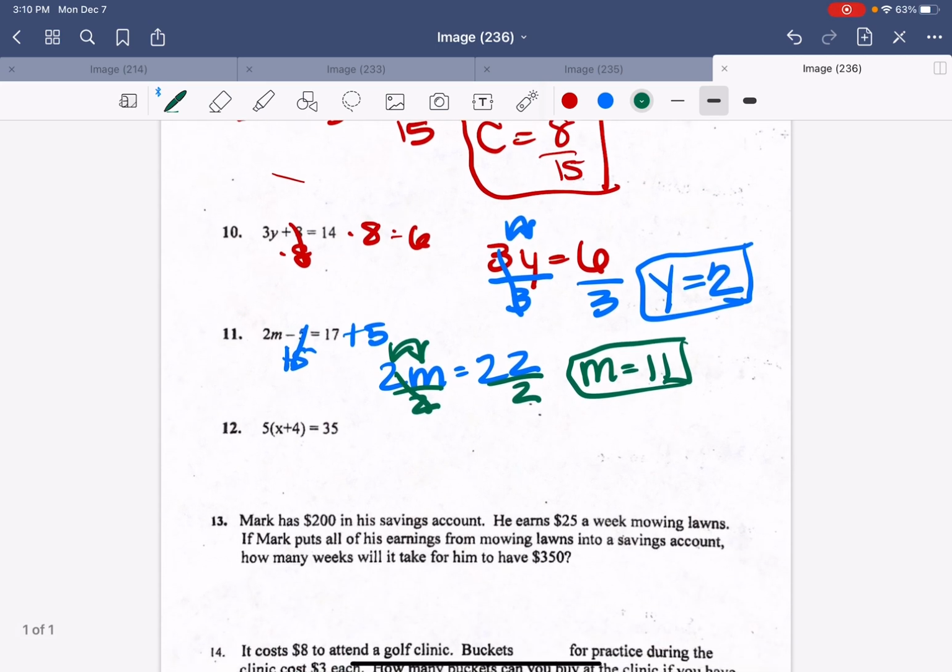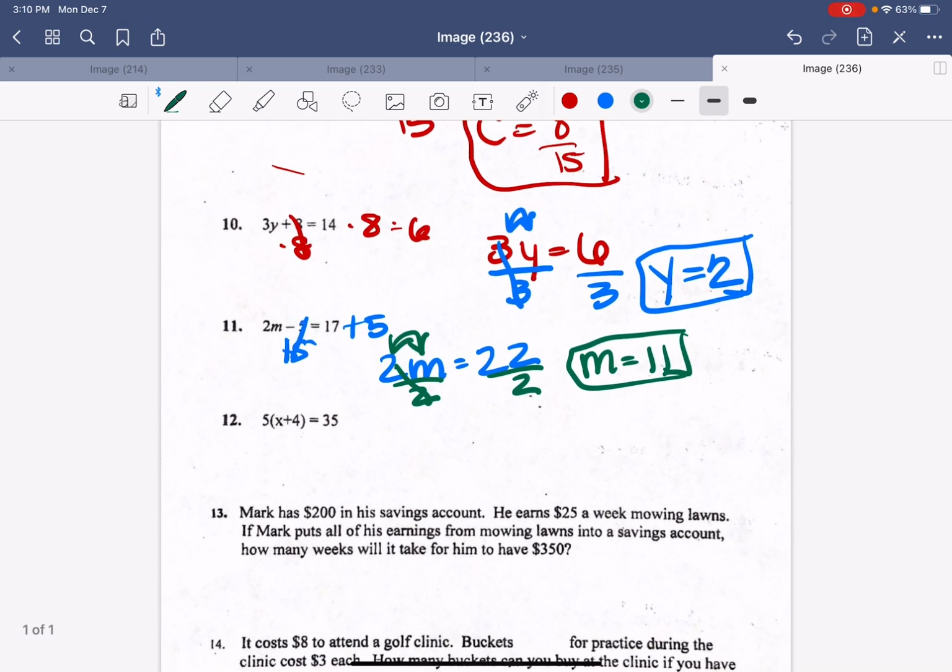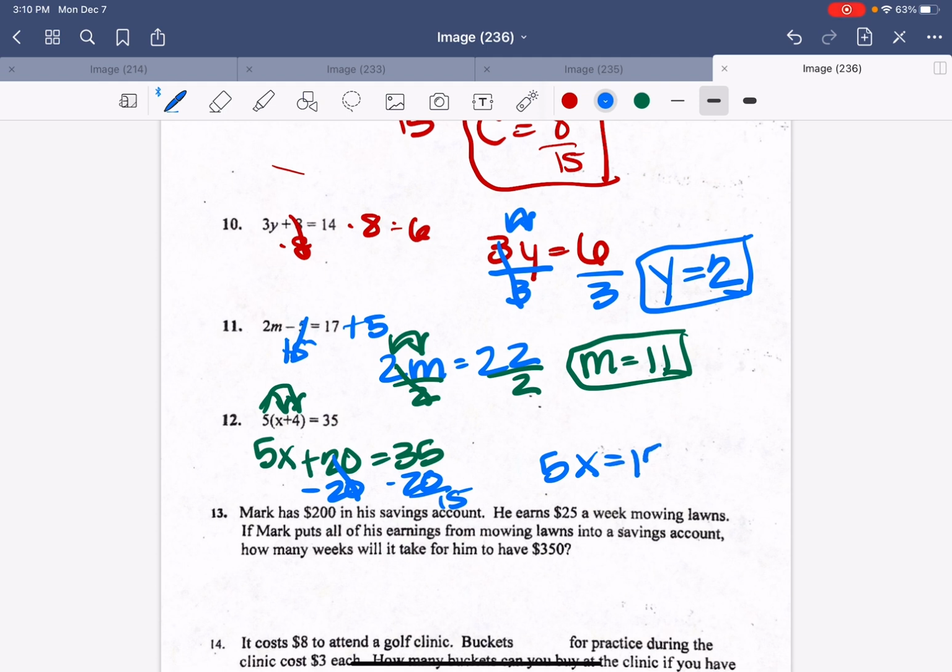Next one, number 12 has to distribute, and then we'll do the problem. So first of all, we have to distribute: 5 times x is 5x, and 5 times 4 is 20. So plus 20 equals 35. Okay, so now I can do the two-step equation. So I need to subtract 20 from that side, subtract 20 over here, which is 15. So now I have 5x equals 15. Then I'm going to divide both sides by 5. So then x equals 3.